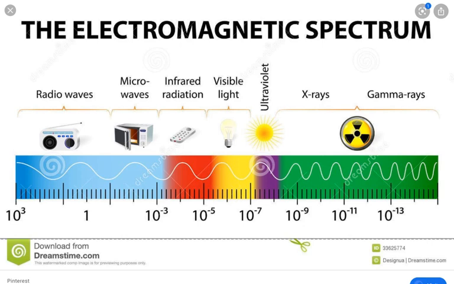The electromagnetic spectrum: their speeds are the same. They are moving with the speed of light, the maximum speed, 300,000 km per second. The first, radio waves, have the longest wavelength and lowest frequency. And the last one is gamma rays. Gamma rays have the shortest wavelength and highest frequency.